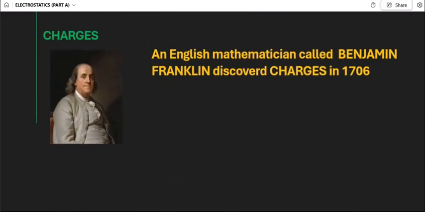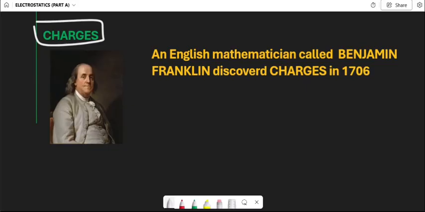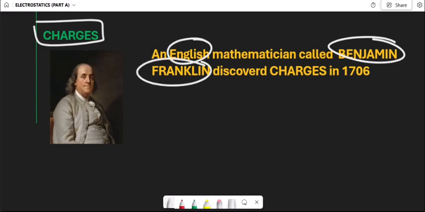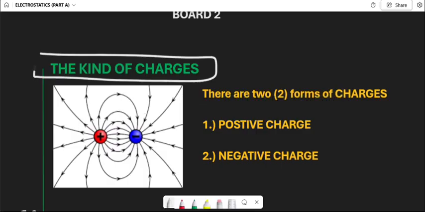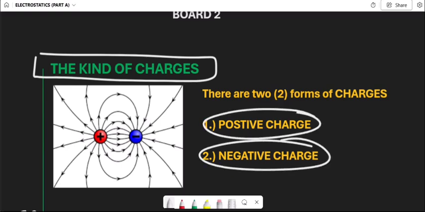Coming down to this, who discovered charges? A man called Benjamin Franklin. Benjamin Franklin is an English mathematician. He discovered charges in the year 1706. He was the one that discovered charges, and this man gave us two classifications of charges. The kinds of charges that Benjamin Franklin gave us are just two kinds: the positive charge and the negative charge.